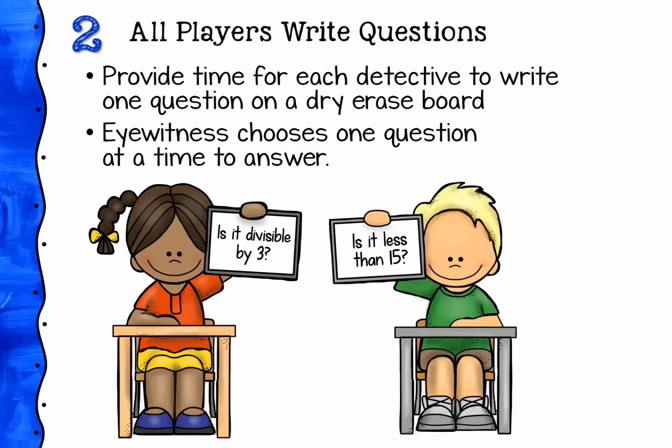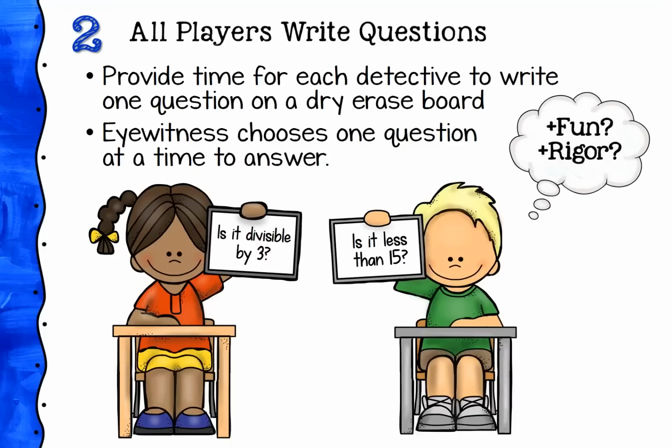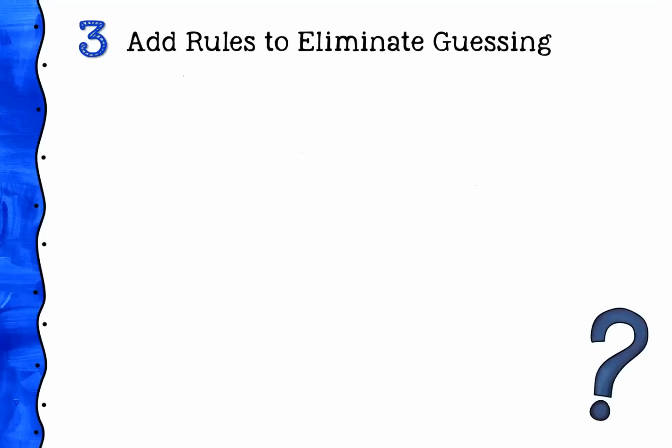That's going to be more fun because kids like to write on dry erase boards, and it's more engaging because everybody's involved, nobody's bored, and it is also more rigorous because nobody can sit there just doing nothing. They have to think about what would be the next question that I need to ask that could help me figure out what the number is.